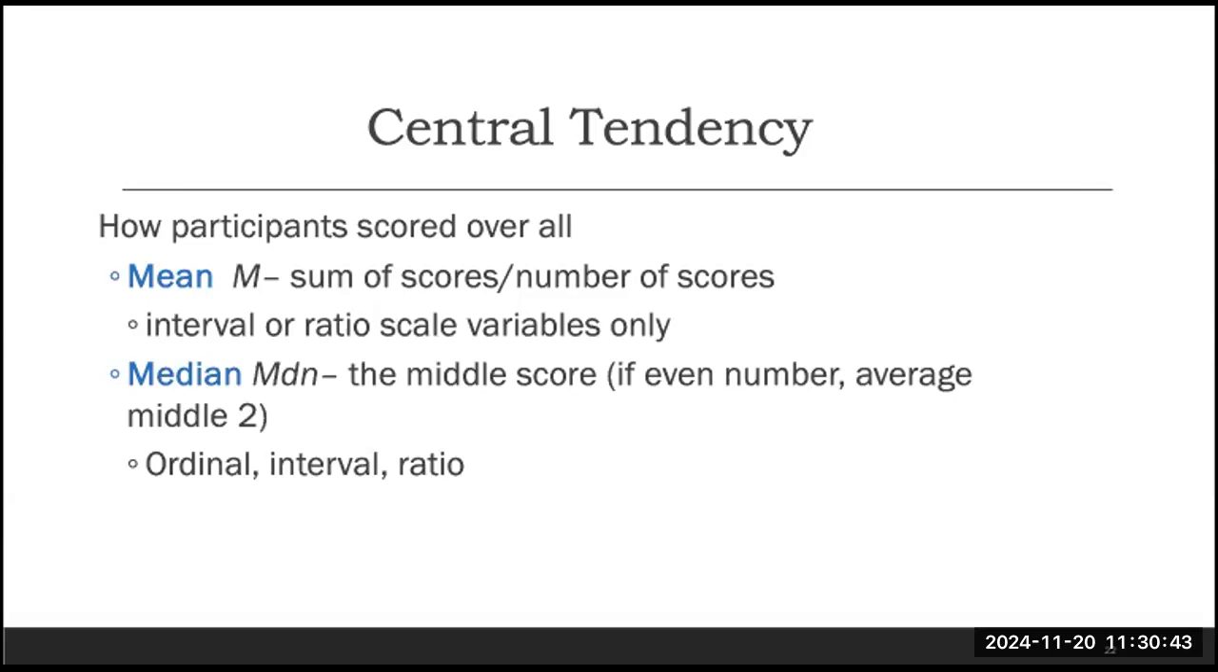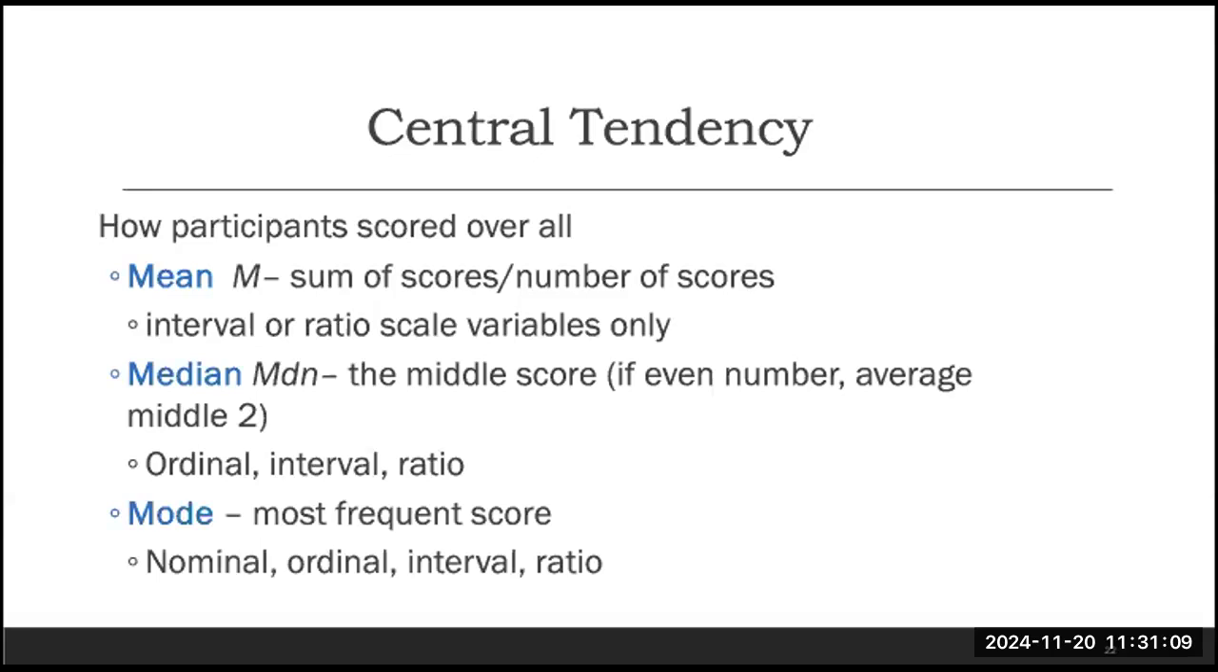You can use the median for ordinal, interval, or ratio scale variables because what you're doing is ranking from lowest to highest, so you don't have to have a true zero for that. So mean is only for interval or ratio scale variables. Median, you can use for ordinal, interval, or ratio scale variables. And then you have mode, which is just your most frequent score. Because you're just looking at frequency, you can use the mode for any type of variable at all. So that's really nice. You can use it for nominal, ordinal, interval, or ratio.